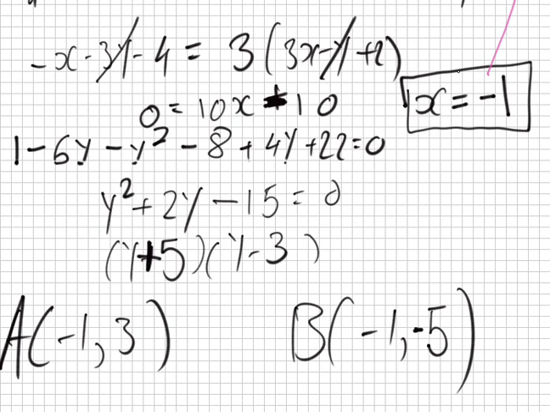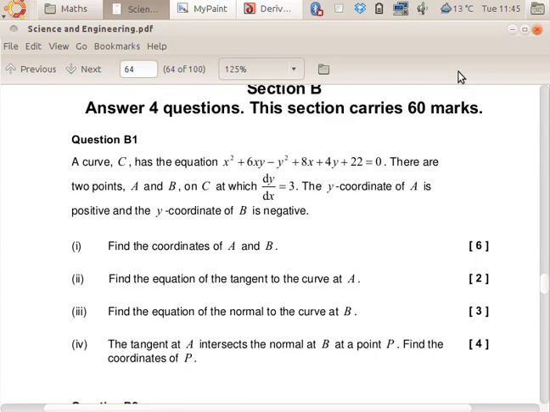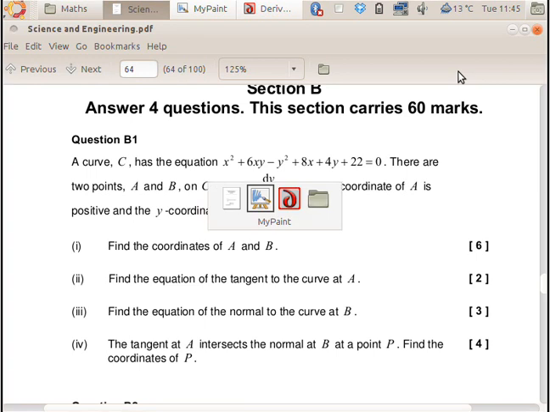Trickier, but not outrageously difficult. Yep. Understanding is key to doing a question, yes. Now, that's probably the A part. Find the equation of the tangent at A. Well, what's the slope at A? 3. And what is the point A? Minus 1, 3. So could you find the tangent? Easy peasy.